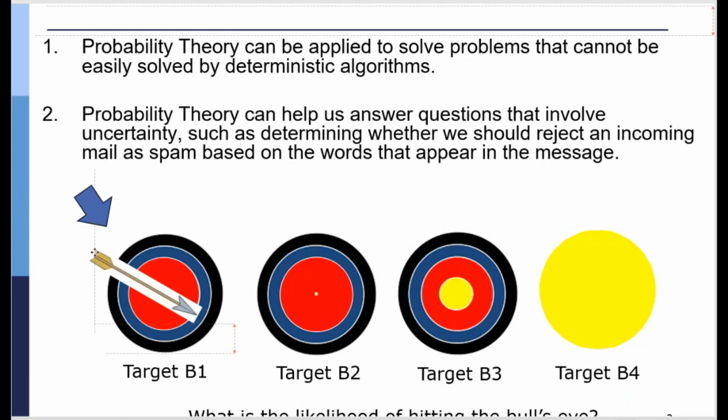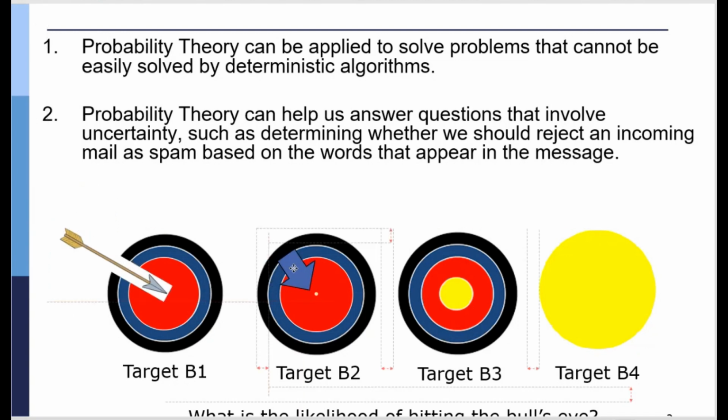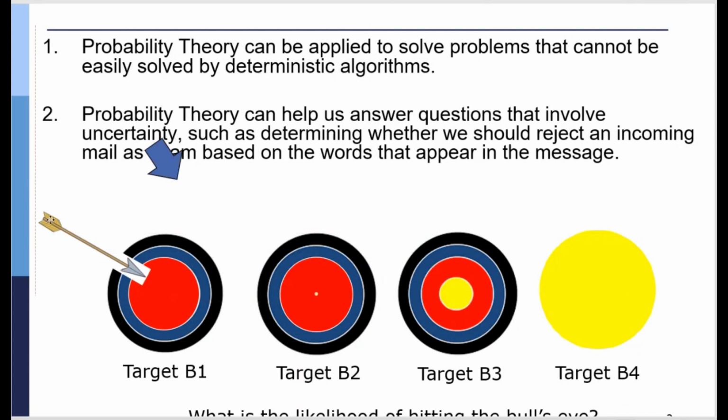So if I shoot the arrow to the first target, will there be any bullseye for me to hit? Bullseye is the yellow center. Will there be any possibility for the first target? I hit any bullseye in the first target? What is the probability? No, sir. No, zero probability. Because there's no bullseye here, right?